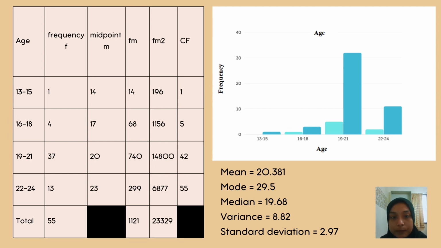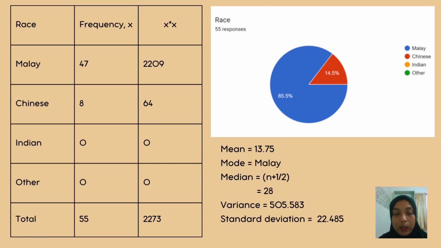We will go to the second table. The second table is about race. For race, we got Malay, Chinese, Indian, and others. For Malay, the percentage is 85.5%, meanwhile Chinese is 14.5%. But for Indian and others, we don't get any percentage. The calculated mean of the race is 13.75. The mode is Malay, the median is 28, the variance is 505.583, and the standard deviation is 22.485. That's all. Assalamualaikum warahmatullahi wabarakatuh.